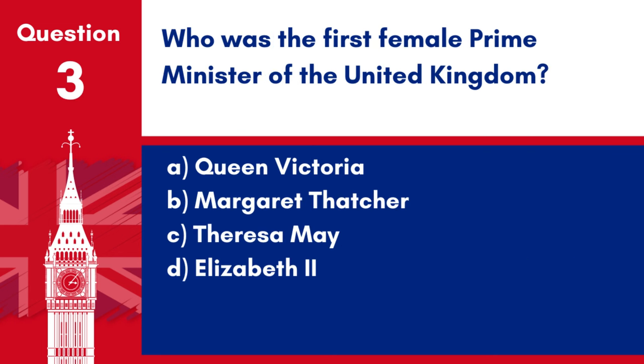Question 3. Who was the first female Prime Minister of the United Kingdom? A. Queen Victoria. B. Margaret Thatcher. C. Theresa May. D. Elizabeth II. Answer. B. Margaret Thatcher. Margaret Thatcher became the first female Prime Minister of the UK in 1979, serving until 1990.